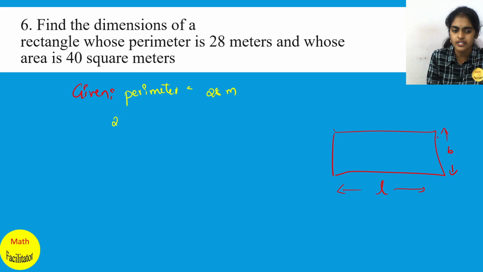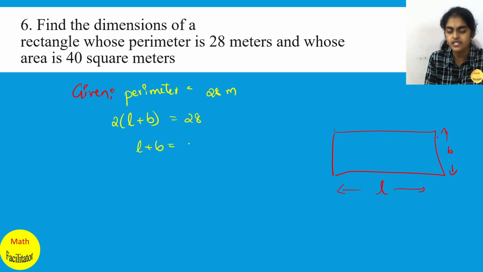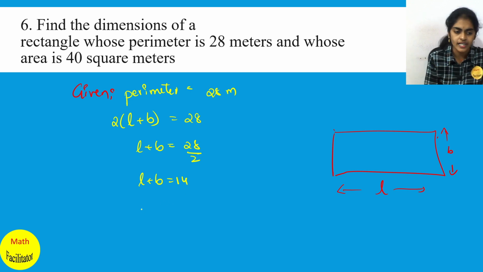But what is the perimeter of a rectangle? 2 into (length plus breadth). You all know this formula, it is 28. So length plus breadth is 28 divided by 2. So length plus breadth I am getting as 14. Or I can say length is 14 minus breadth. Did you all understand this? You can say length is 14 minus breadth.